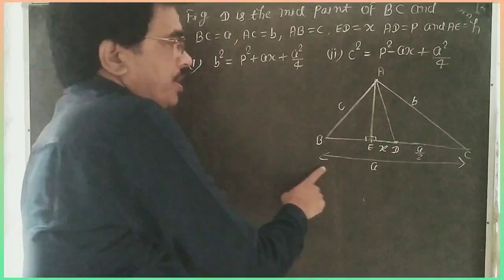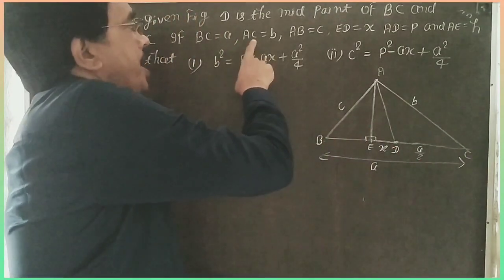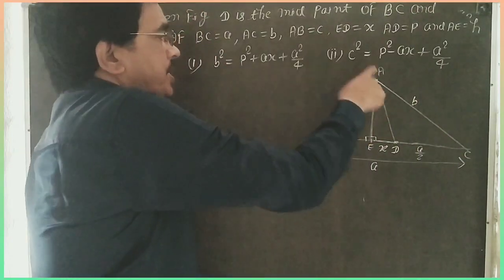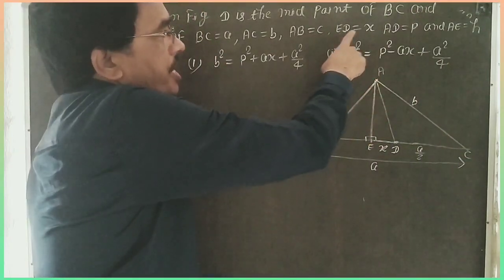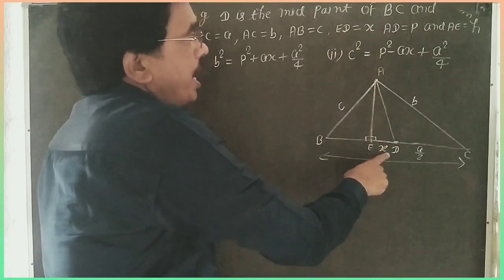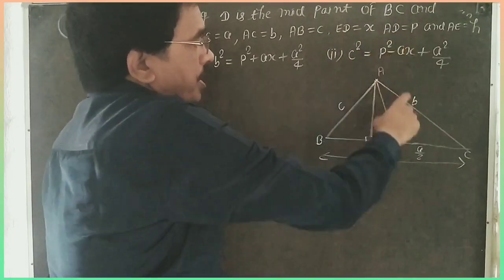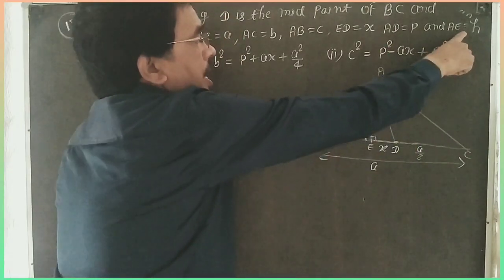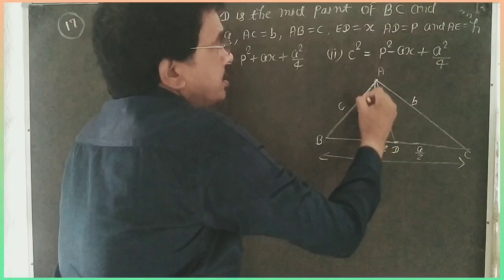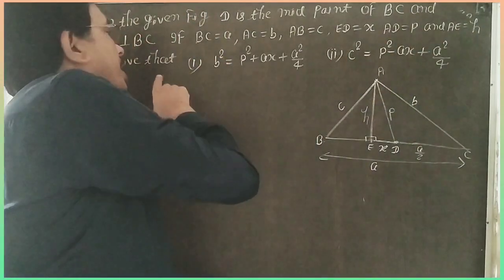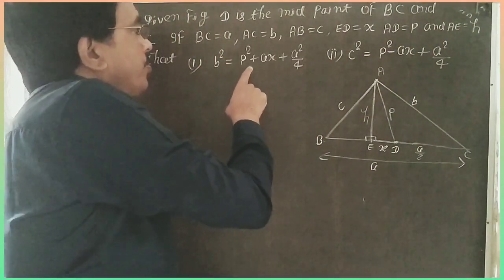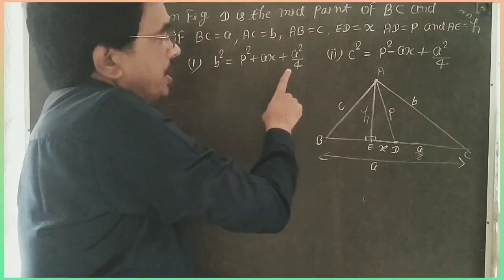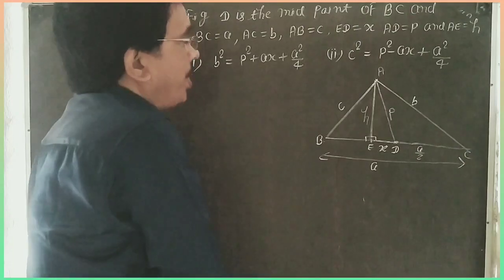BC is equal to a. AC is equal to b. AB is equal to c. ED is equal to x. AD is equal to p. And AE is equal to h. Prove that b square is equal to p square plus ax plus a square by 4.